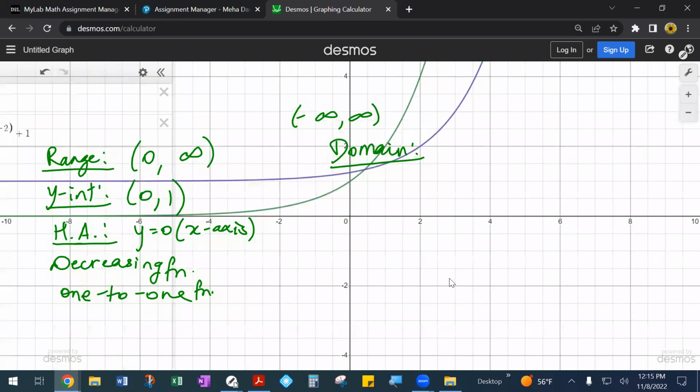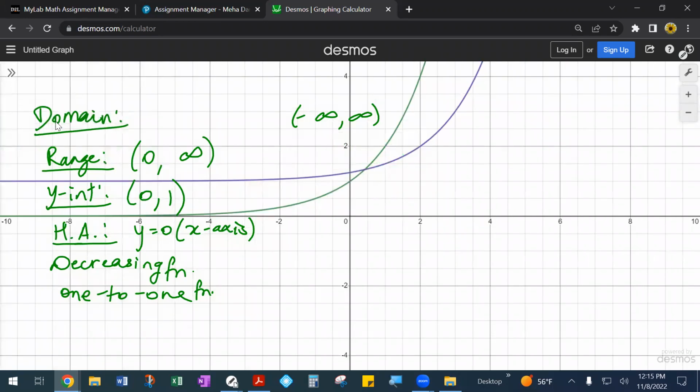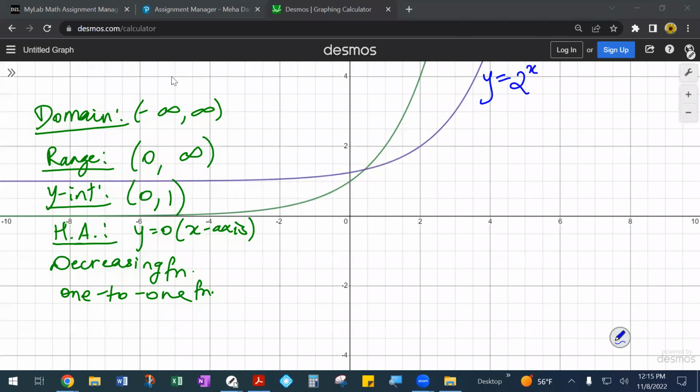So the green is the original function for comparison. Let's get these guys back in their position. All righty. So I'm talking about the purple graph over here. And then the green one is y equals 2 to the x. So the purple one has our domain stay the same, negative infinity to positive infinity. Yes, domain stays the same.